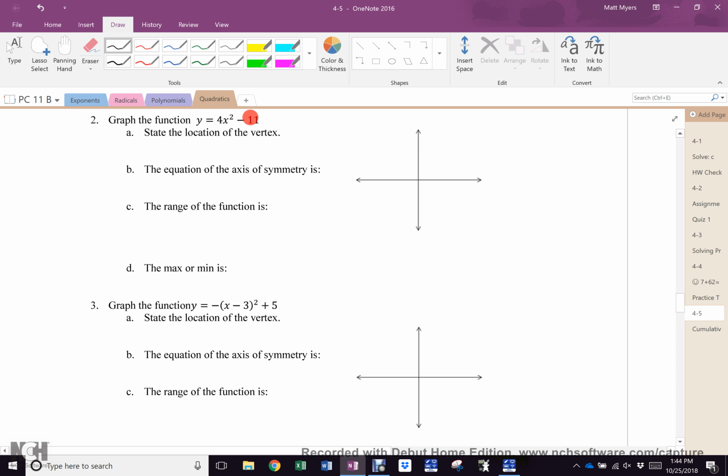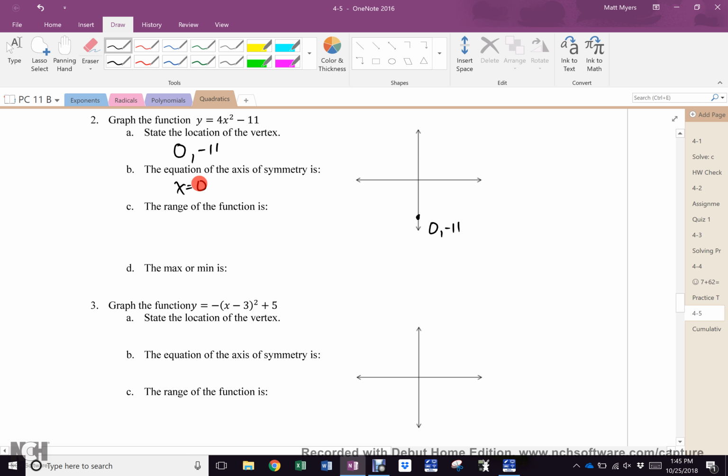What is my vertex here? X has nothing attached to it. So is my vertex moving? No, it is still at 0. Is it moving up or down? Yes, it is dropping 11. So I'm at 0, -11. And I'm going to stop there and make sure everybody understands why. Does everybody understand why my vertex is 0, negative 11? There is nothing that is affecting x plus or minus, and the q is negative 11. Is everybody cool? So the axis of symmetry is x equals 0.